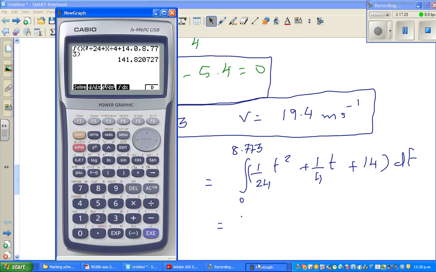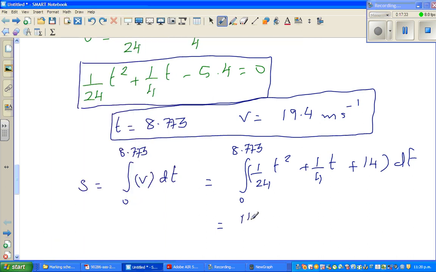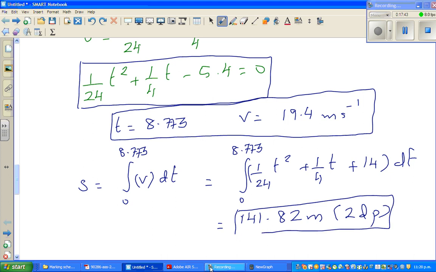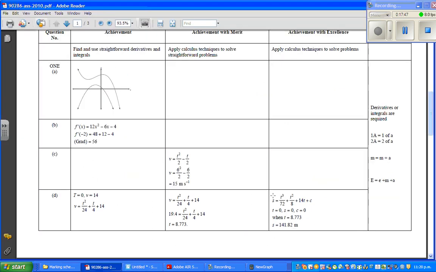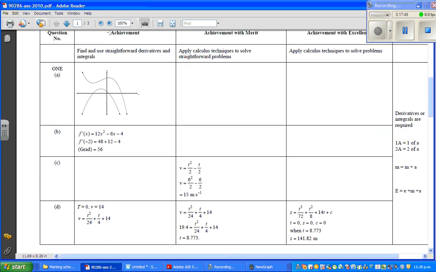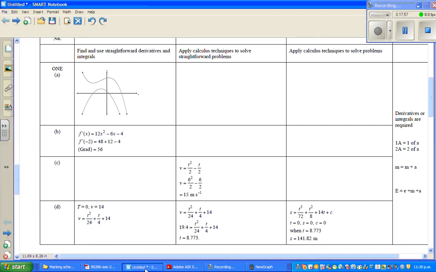What was the answer? 141.82 meters. 141.82 meters in 2 decimal places. You can check this answer on the marking schedule. So this is the marking schedule that I've got. You can see the distance here. This is the answer, which is 141.82. They have done this in a different way, but I have used a different technique to get the same answer.